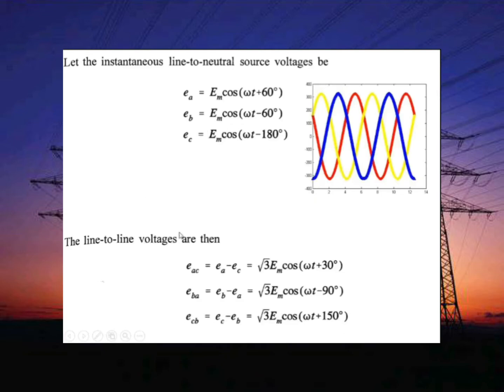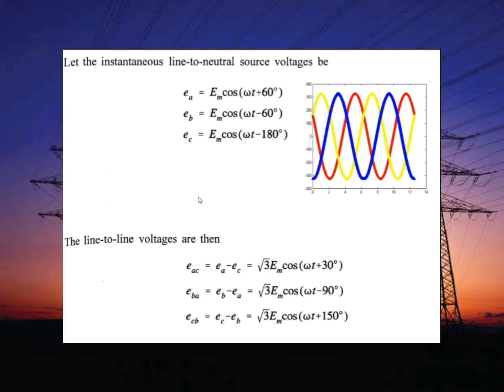Similarly, the line-to-line voltage EAC is EA minus EC. When we subtract these two equations, we get root 3 Em cos(omega t plus 30). Similarly, EBA is equal to EB minus EA, which is root 3 Em cos(omega t minus 90 degrees). And ECB is EC minus EB, which is root 3 Em cos(omega t plus 150). You can also do ECA, EAB, and EBC.